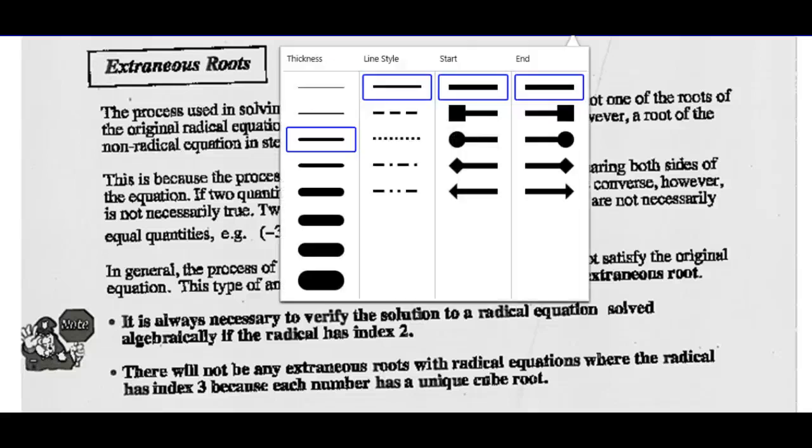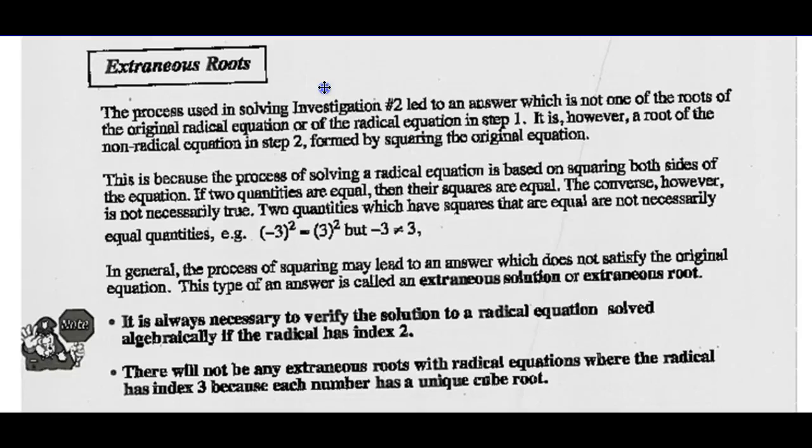So when we squared the equation, we got a new equation, but it was no longer a radical equation. It was a non-radical equation. This is because the process of solving a radical equation is based on squaring both sides. If two quantities are equal, then the squares are equal. The converse, however, is not necessarily true. Two quantities which have squares that are equal are not necessarily equal quantities. For example, negative 3 squared is the same as positive 3 squared, but it's definitely not true that negative 3 equals positive 3. So that's why when you square a radical equation and get a non-radical equation, you may introduce some extraneous roots.